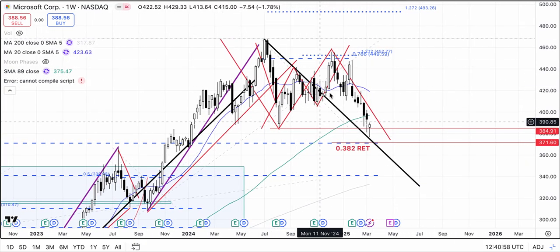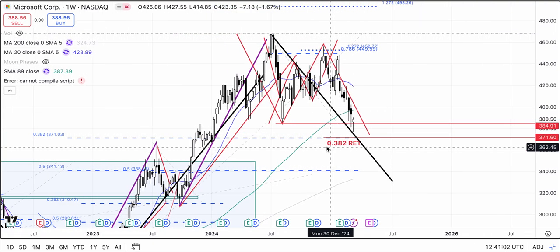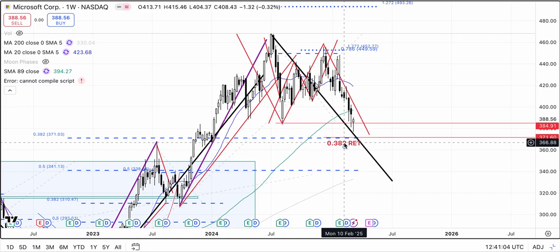So here, watching this ABCD right here, it came very close to this 38.2% retracement. So we have a confluence of the ABCD and the 38.2% retracement.